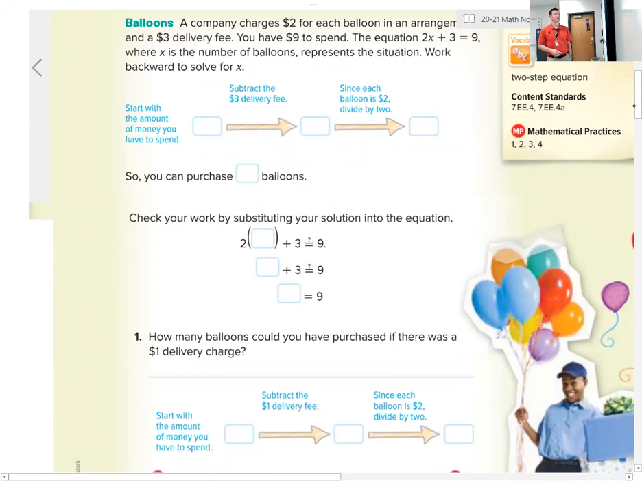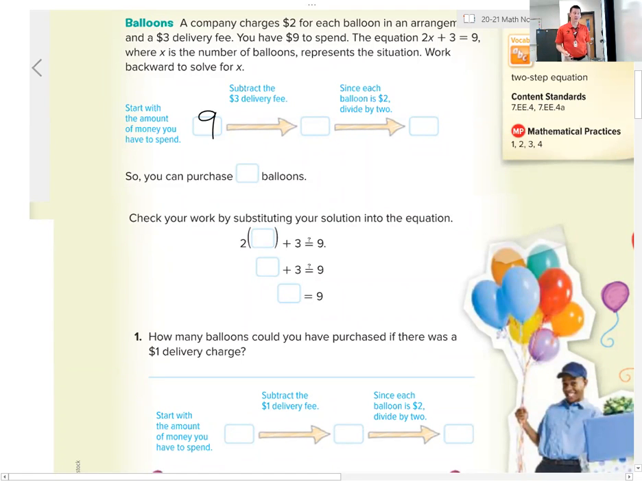A company charges $2 for each balloon in an arrangement and $3 for a delivery fee. You have $9 to spend. The equation is 2x plus 3 equals 9, where x is the number of balloons, represents the situation. Work backwards to solve for x. So first off, we have to start with the money we have to spend. So we have $9 to spend.